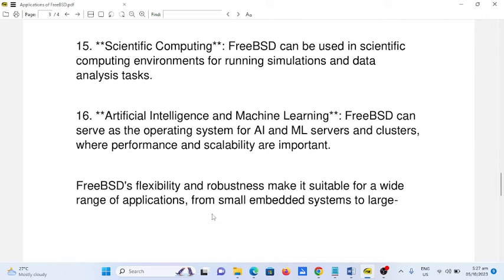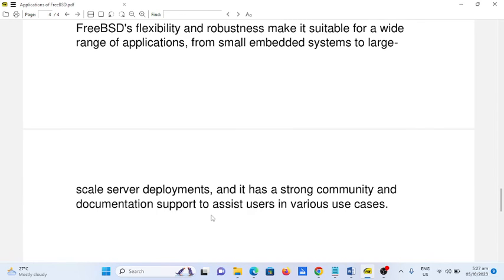FreeBSD's flexibility and robustness make it suitable for a wide range of applications, from small embedded systems to large-scale server deployments. It has strong community and documentation support to assist users in various use cases.